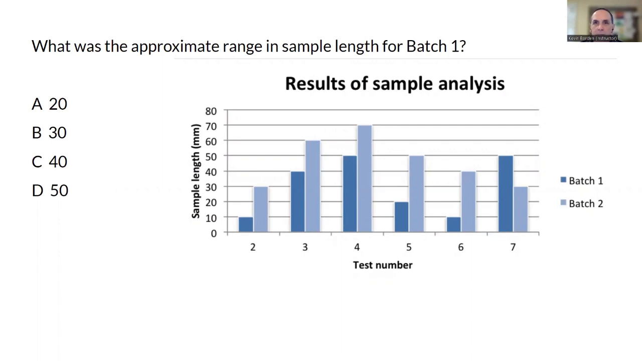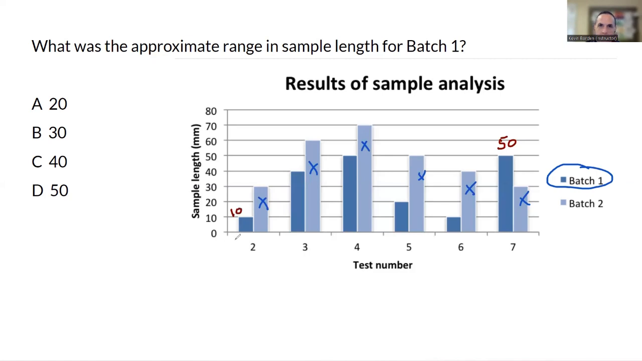Okay, so for range, we are looking for the highest and the lowest, and we are looking at batch 1. So we're ignoring all of the light bars. Let's not get confused by those. We focus in on the darker bars, and we look for the highest one. And it looks like there's 2 of them that are kind of the highest. Those would be at 50. And we look for the lowest, and it looks like there's 2 of them at 10.